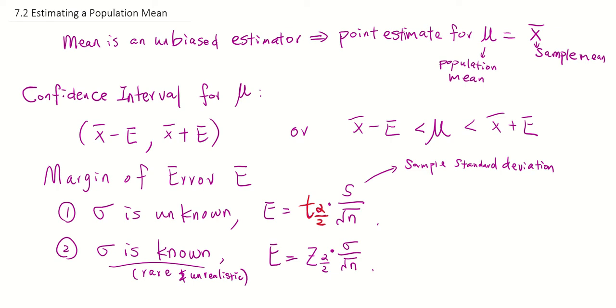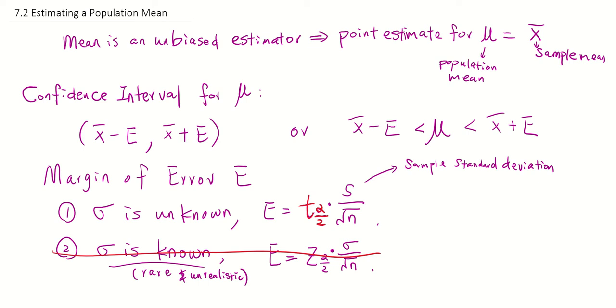Anyway, if it is this case, then the margin of error E is equal to z alpha over 2 times sigma divided by square root of n. Since the second case is very rare and unrealistic, in this class we do not discuss this case. We'll only talk about the first case when sigma, the population standard deviation, is unknown. Then the margin of error is equal to t alpha over 2 times s divided by square root of n.